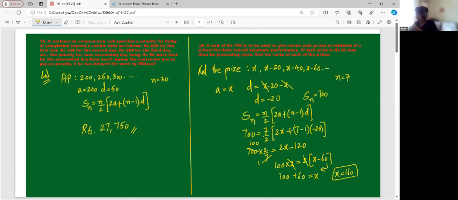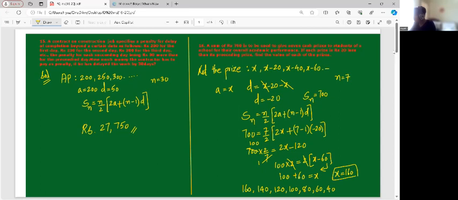If the first cash prize is 160, then the second cash prize is 20 less, so it is 140. Then the third is 120, then 100, then 80, then 60, then 40. This is the cash prize money distributed to the 7 students. That is the end of this question number 16.